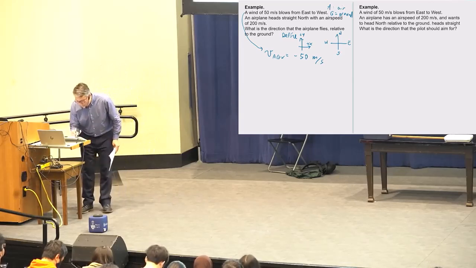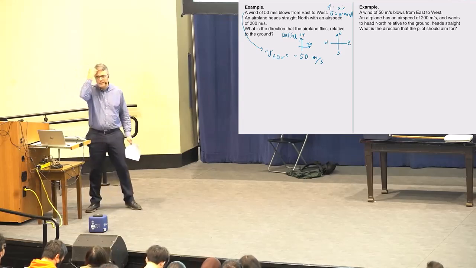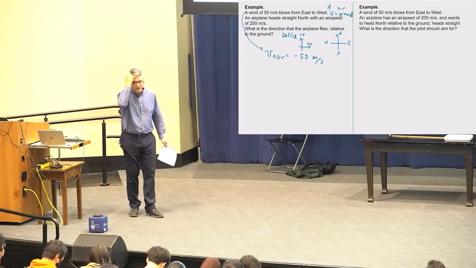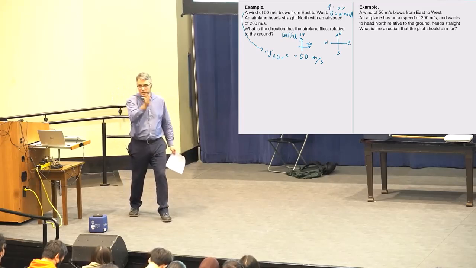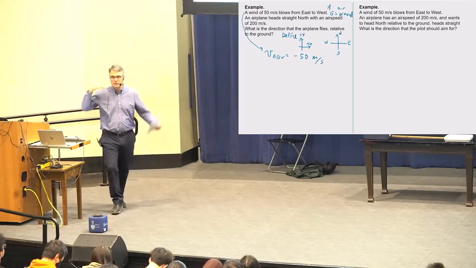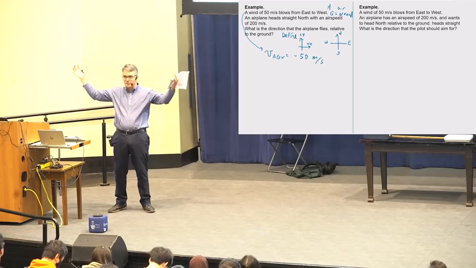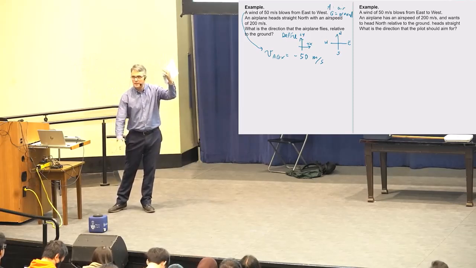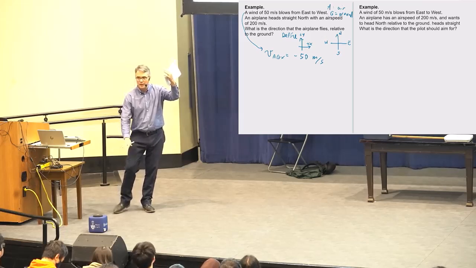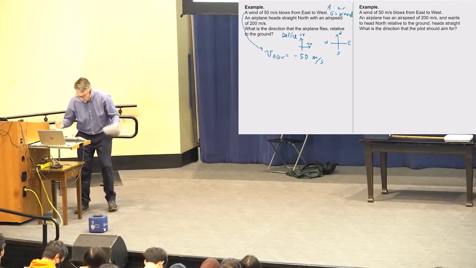And it says, an airplane heads straight north with an airspeed of 200 meters per second. So what I think that means is that the airplane is pointing with its rudder straight to the north. And I think of the pilot as being in this universe where it's just air. There might be some ground down there moving around, but since it's so far, the pilot doesn't really care too much about the ground. Everything the pilot is doing is relative to the air.